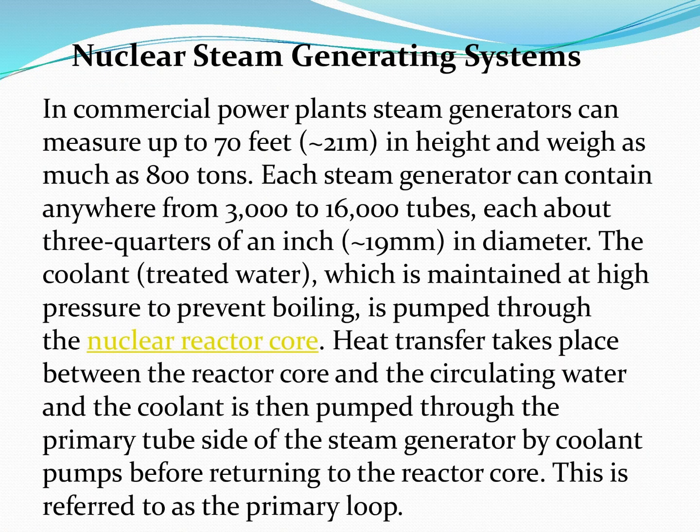core. Heat transfer takes place between the reactor core and the circulating water, and the coolant is then pumped through the primary tube side of the steam generator by coolant pumps before returning to the reactor core. This is referred to as the primary loop.